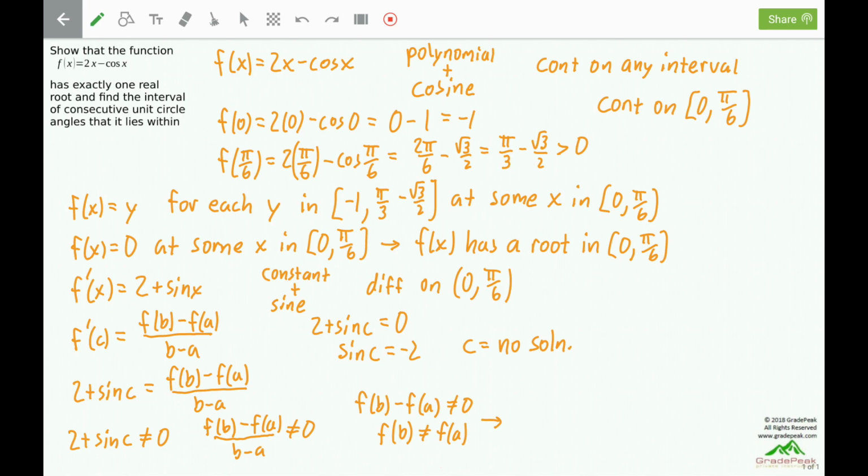that f of x has exactly one, and it's a real root because it's in the real number set between 0 and pi over 6. It has exactly one real root, and that one real root is contained somewhere in the closed interval from 0 to pi over 6. Therefore, we've shown what we need to show here. It has exactly one real root, and the interval of consecutive unit circle angles that it lies within is the closed interval 0 to pi over 6.